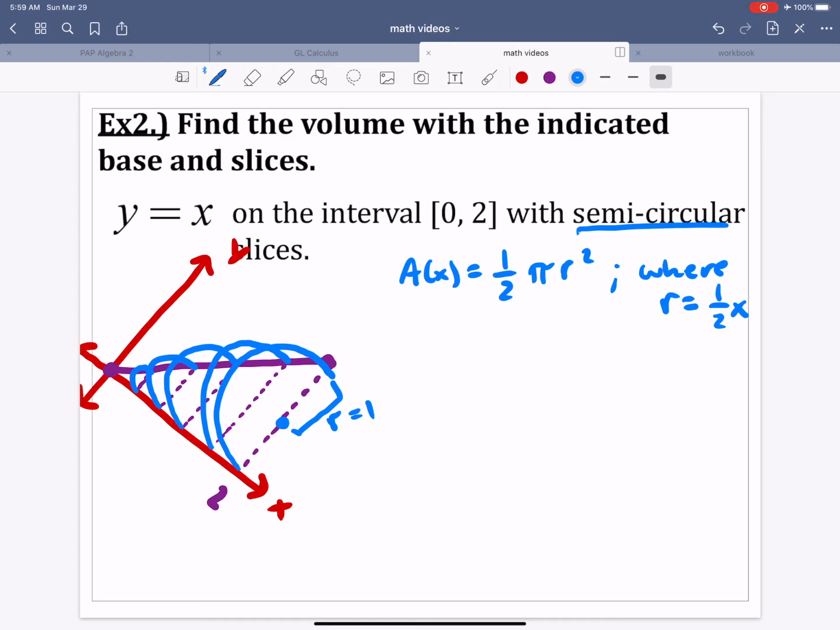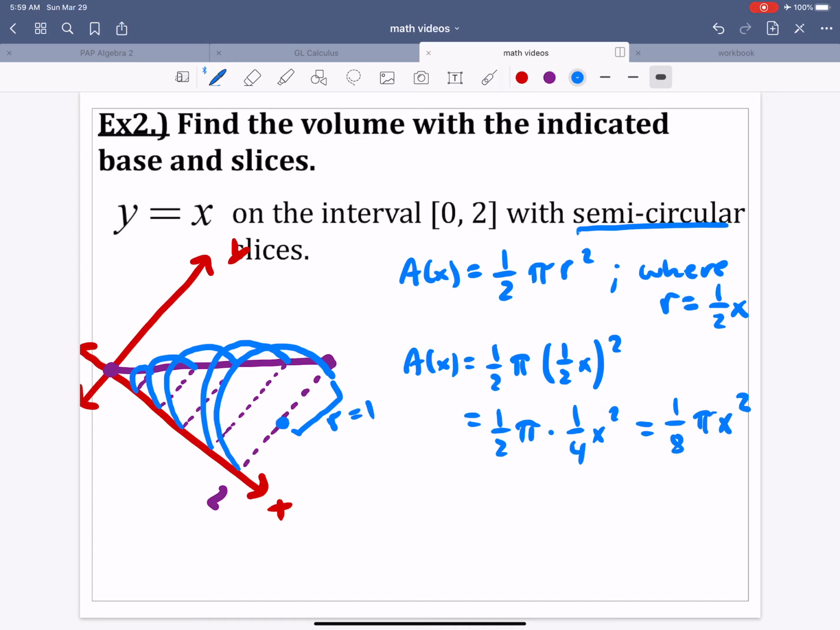Okay, so let's actually plug that into our function. So we have A of x equals 1/2 pi times (1/2 x) squared. Okay, so let's do a little algebra there to clean that up. So we get 1/2 pi times 1/4 x squared. And then I'm going to take the 1/4 and the 1/2 and get 1/8 pi x squared as my area. Okay. All right, next.